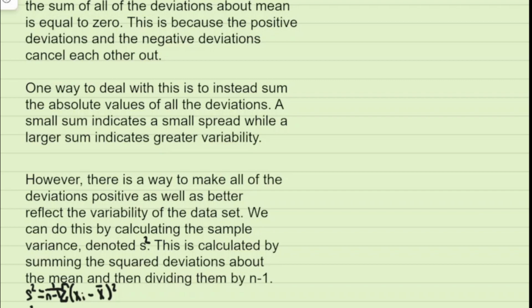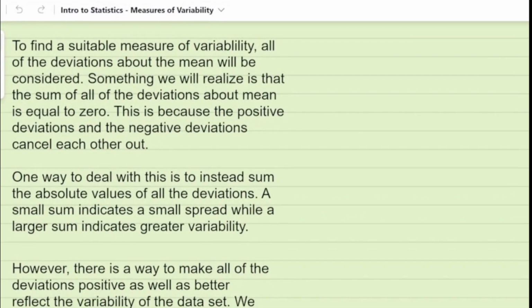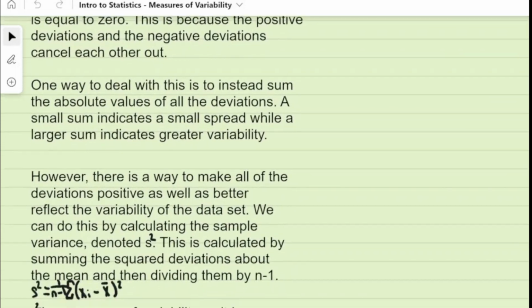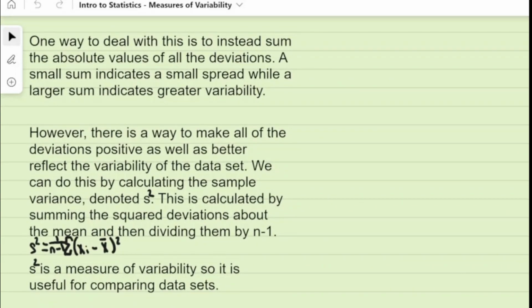Now, to find a suitable measure of variability, all of the deviations about the mean will be considered. Something we will realize is that the sum of all deviations about the mean will be equal to 0. This is because the positive deviations and the negative deviations cancel each other out. One way to deal with this is to instead sum the absolute values of all the deviations. A small sum indicates a small spread, while a large sum indicates greater variability.